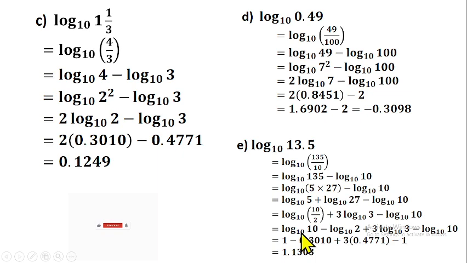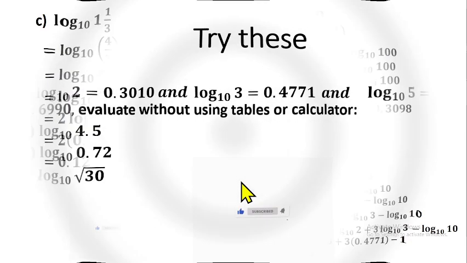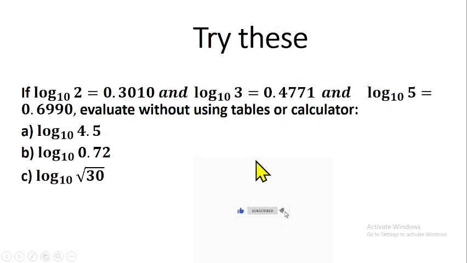So now log of 10 base 10 is 1, minus we are given the log of 2 to be 0.301, plus 3 multiplied by the log of 3, which is 0.4771, minus log of 10 base 10, which is 1 as well. So if you simplify this as well, you have 1.1303 as the log of 13.5. So we have seen how we can use some predefined values of logarithm to solve other logarithms given to us as well.